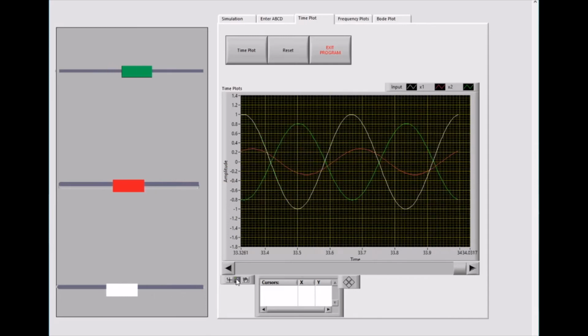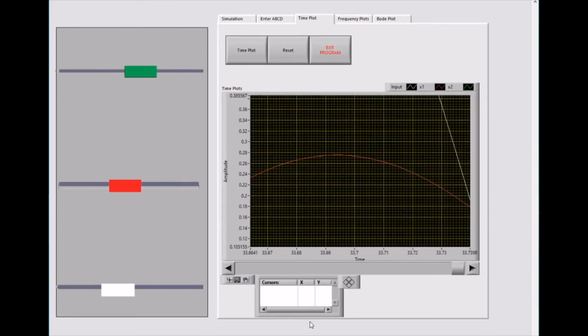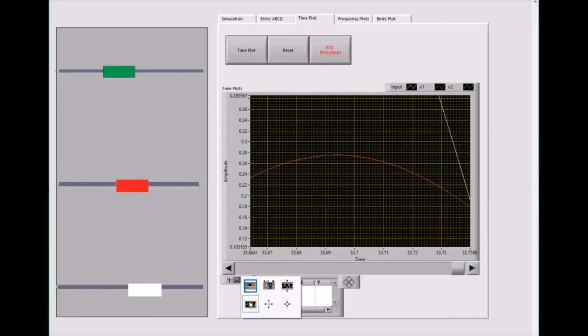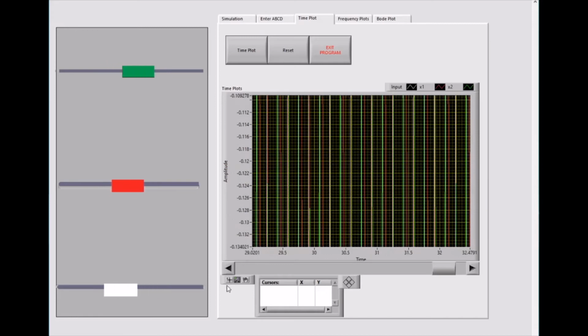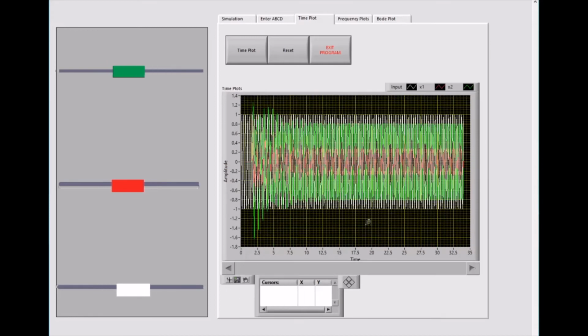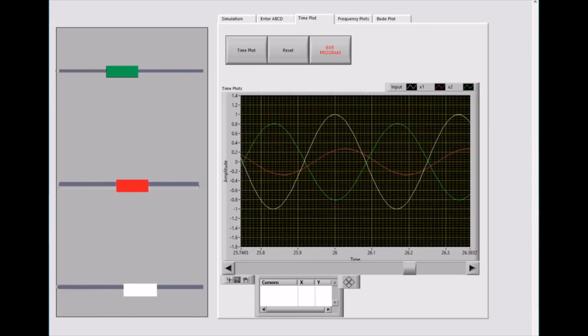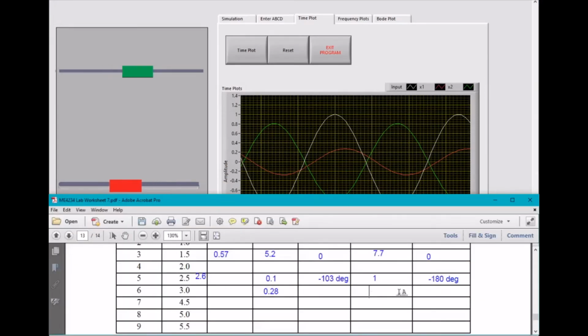Let's look at the gain first. So 0.28 for the first mass. And for the second one, amplitudes are much easier to get. So let me do amplitude. Okay, 0.8. Is 0.8 good enough? It's good enough for me. So 0.8 and 0.8. Now let's try the phase.